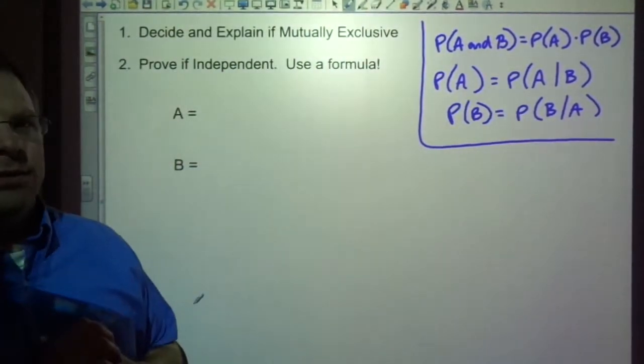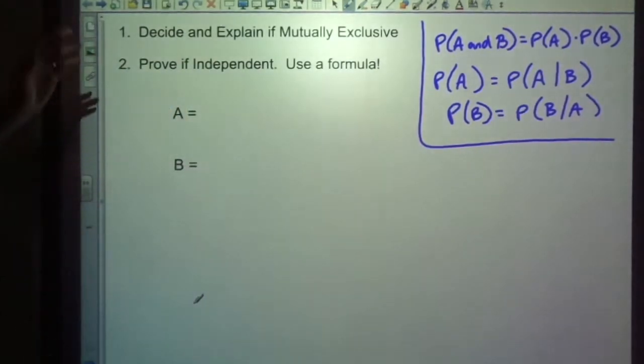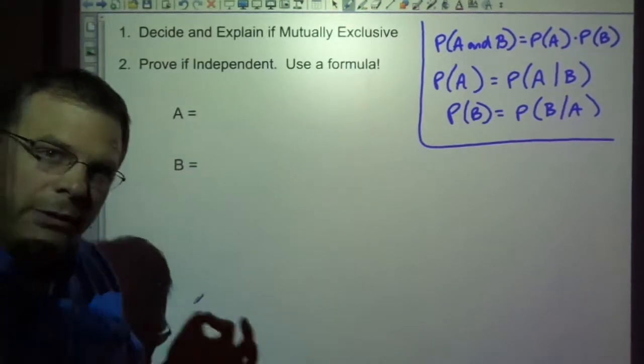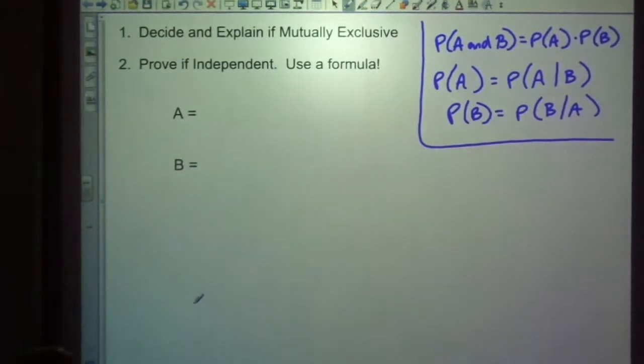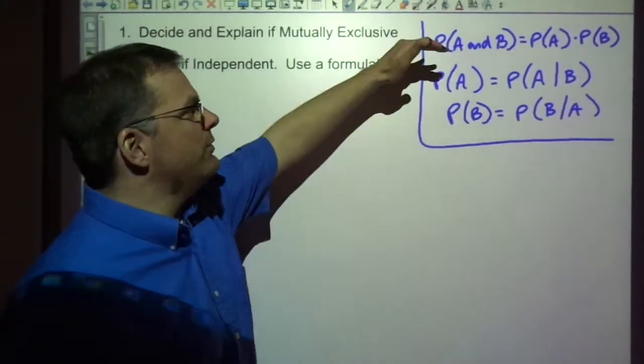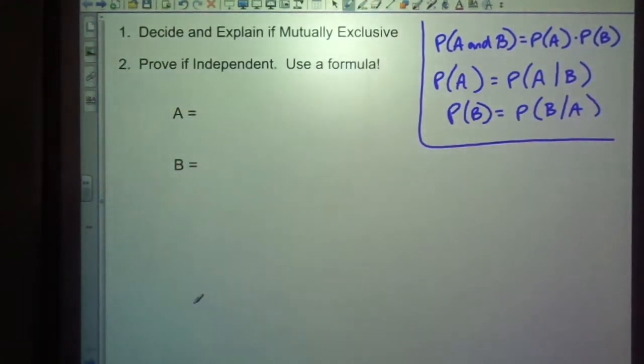Today you're going to be tasked with 4 problems and to decide in each of these problems if the events are mutually exclusive, be able to explain why they are or why they're not, and then to prove if they are independent. Remember, we have 3 formulas that prove independence, and you can use any of these, at least for the first problem.